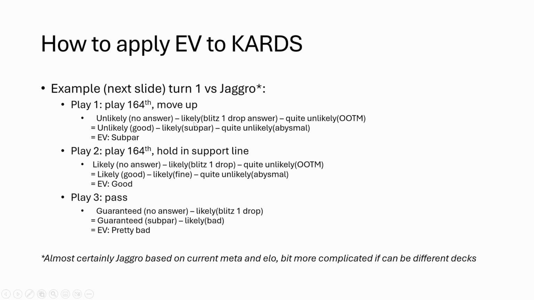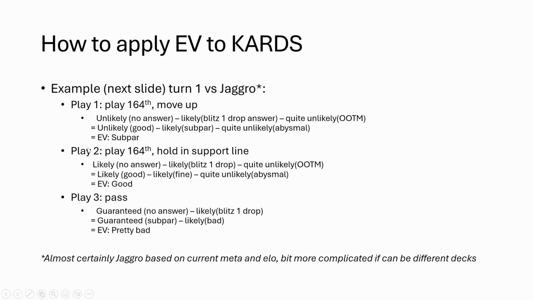In the likely scenario that they have a blitz one drop to answer it, it is going to be subpar because you're going 1 for 1 and you don't get the +1/+1 buff from the 164th, and you're going 1 for 1 when you're going first and you have fewer cards than your opponent. Generally, if you're going first, you want to look for 1-for-2 plays, if possible, because you have fewer cards to work with. And in the quite unlikely event that they have Out of the Mist, well, that's abysmal. Probably lost the game.